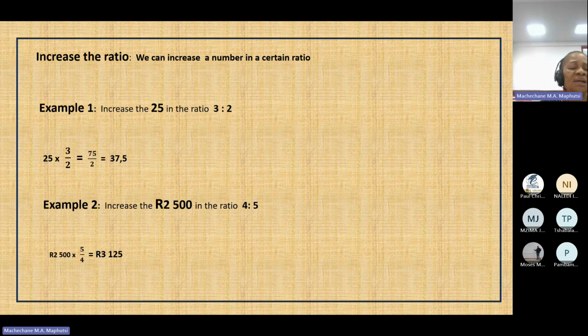So let's do the second example. The second example is we have to increase 2,500 in the ratio 4:5. Okay, by now you know what to do. The very same ratio 4:5. Let's see what we're going to do with it.